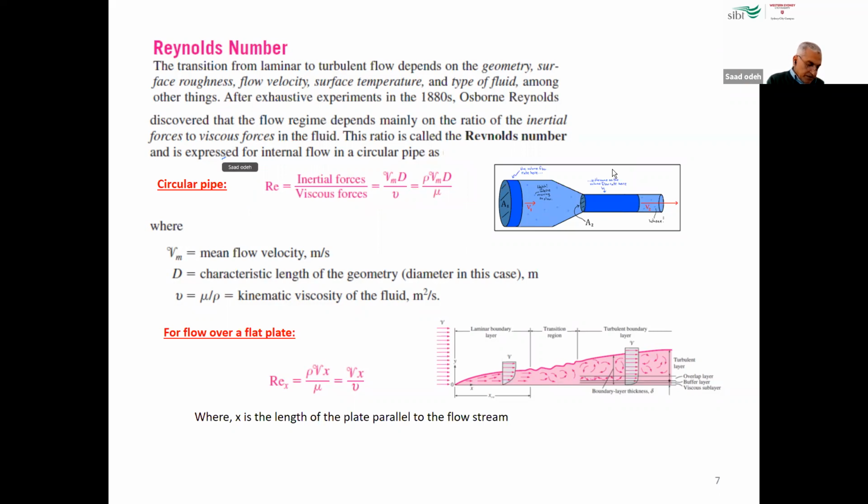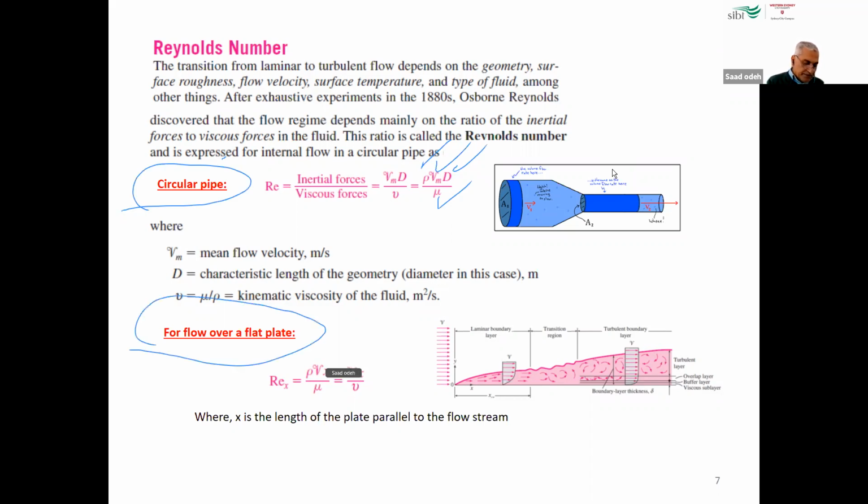In this equation, we have density, we have velocity, we have the diameter of the pipe, and we have the type of fluid, which is the viscosity relates to the type of fluid. Okay, and this is for circular pipe.